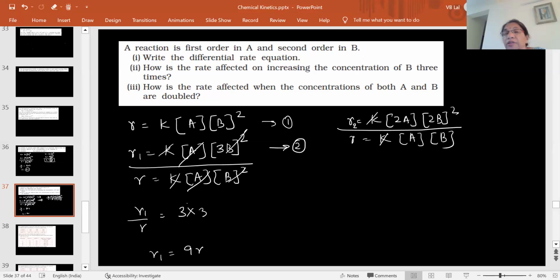So K gets cancelled, A gets cancelled, and B raised to 2. So B squared and B squared get cancelled. So what am I left with? R2 by R is equal to 2 into 2 into 2. All right. So R2 will be equal to 8R. Okay, 2 into 2 into 2. Right? So that is one way of doing it.